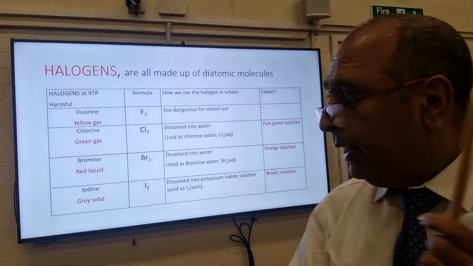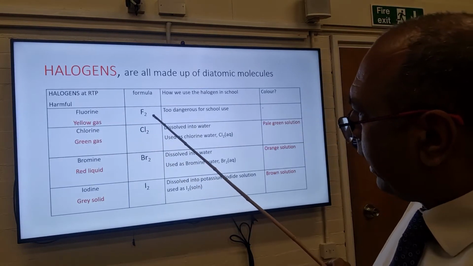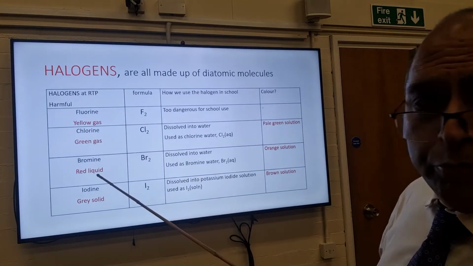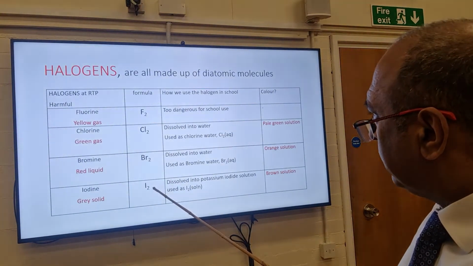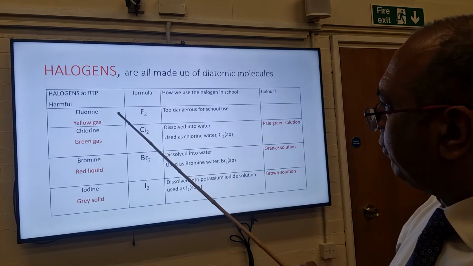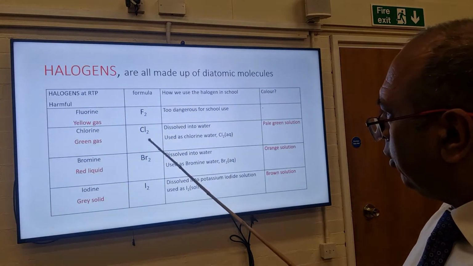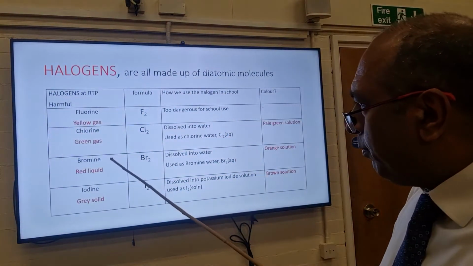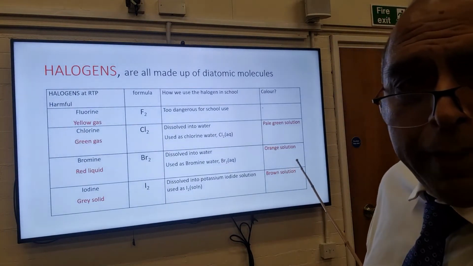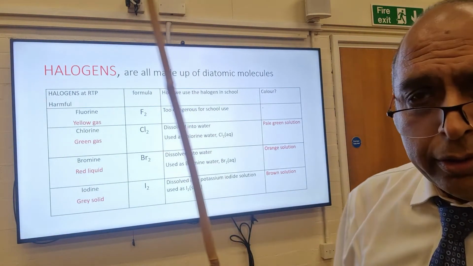So we have this practical here, where fluorine is a yellow gas, chlorine is a green gas, bromine is a red liquid, and iodine is a grey solid. Fluorine is just too dangerous to use. But if I get chlorine in water, I call it chlorine water. Chlorine water is pale green. I can show you these in a minute. Bromine water is pale orange. Iodine water is a brown solution.